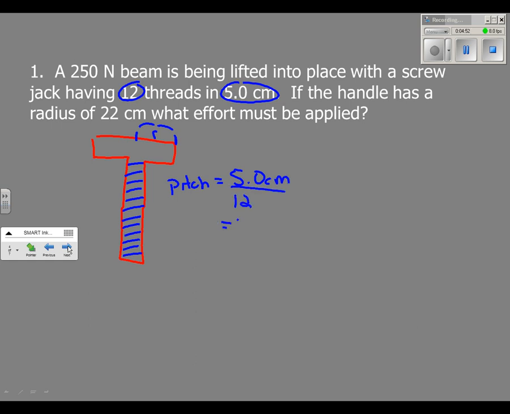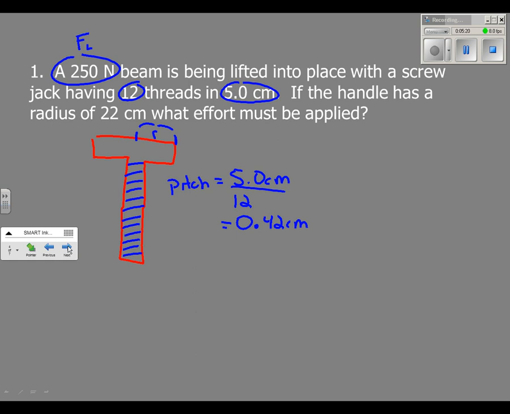And that's going to be equal to 0 decimal. I don't even have a calculator set to go here. So I get out the Casio 991, I go 5 divided by 12, it gives me 0.42, and that's centimeters. All right, there is your pitch. All right, so we've got pitch, we've got R, we've got the weight of the beam. That, of course, is going to be your load force.